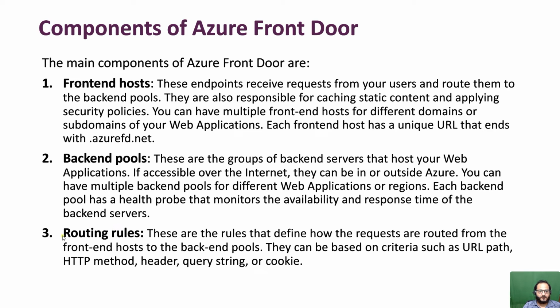Major focus you should give to routing rules, because here you have to decide: if your backend is running on HTTP and you are configuring the routing rule for HTTPS, then after creating the rules, you cannot access your web application because it will not redirect the traffic from HTTPS to HTTP. So you have to keep in mind whatever protocol or certificate the backend servers are using, and based on that you have to configure your routing rule.